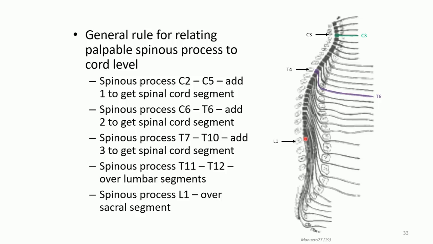Based on the aforementioned rules, the damage would be to the sacral segments of the spinal cord. Accurately predicting the level of a spinal cord lesion is of critical importance in developing a rehabilitation program or prescribing assistive devices for a patient after a spinal injury, as we will see a little later in the session.